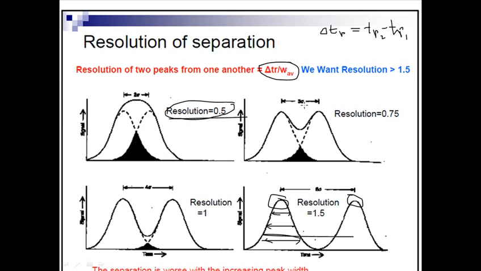Okay, so normally we can have the width here, we can have the width another here, another here, and we can average that, so we call it the width average. So we divide by the width average. This is the resolution of a separation, and we need to have a resolution of separation more than 1.5 to have a good separation between analyte molecules.